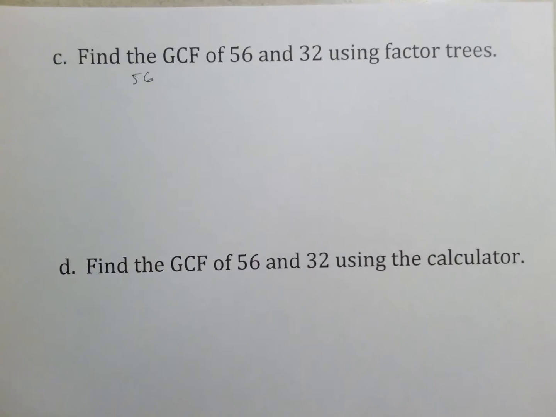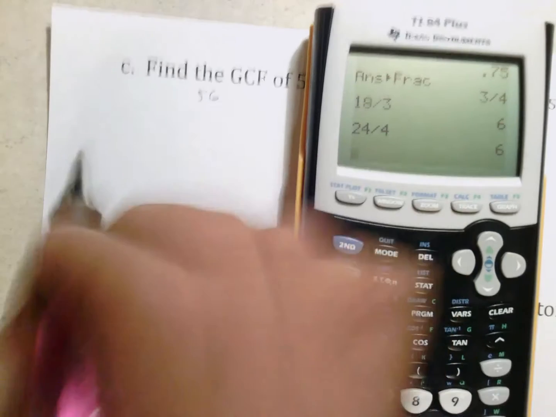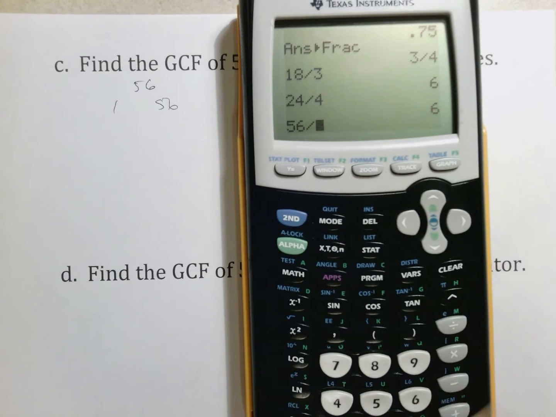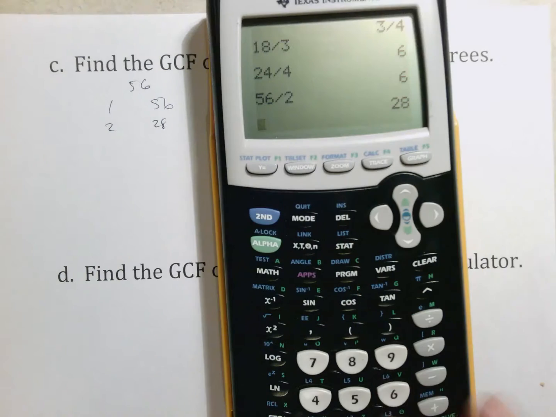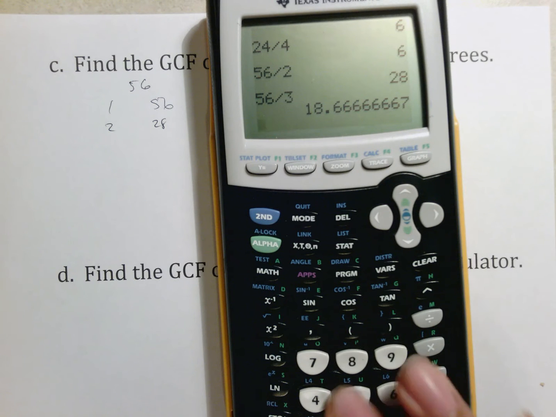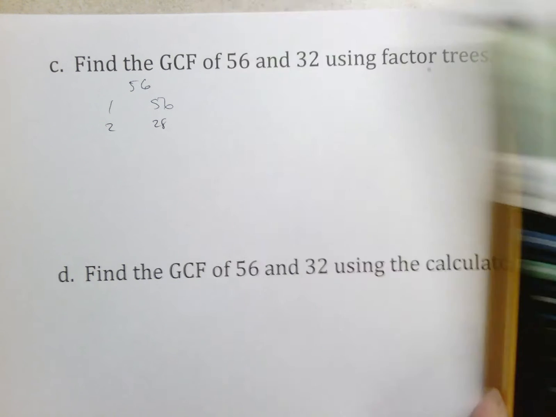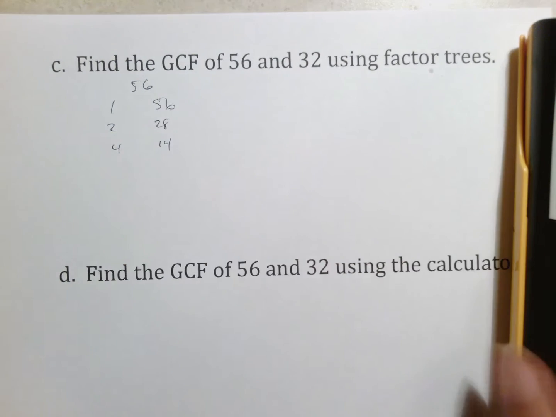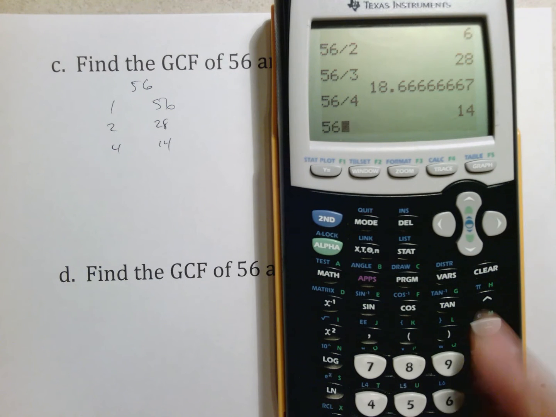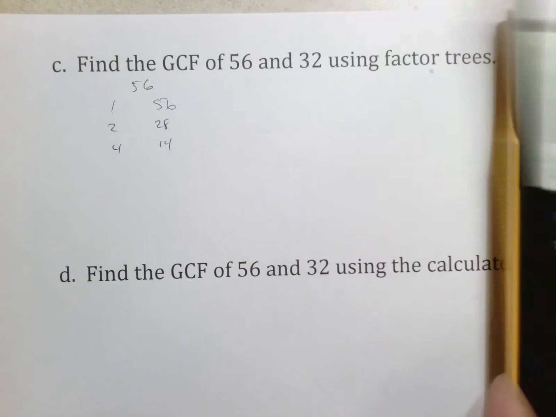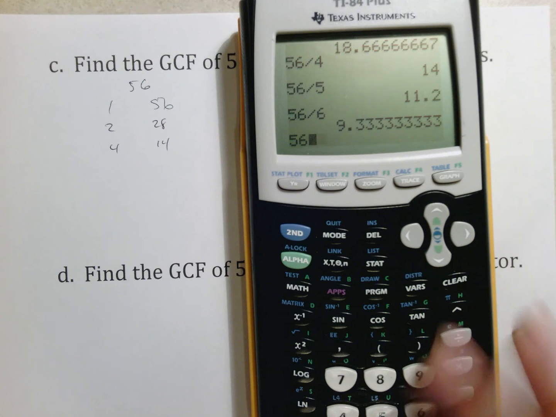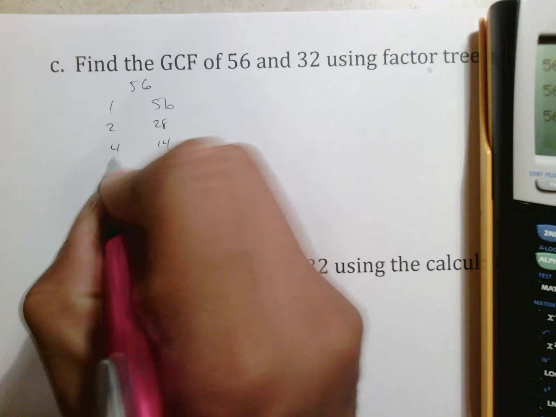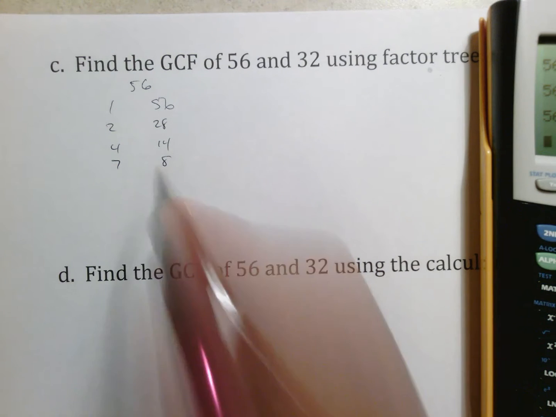Again, 56 over here. 1 and 56 is a given. 56 divided by 2 is 28. I don't think 3 goes in, but again, it doesn't hurt to check. 56 divided by 4 is 14. 56 divided by 5 is 11. Nope. So 56 divided by 6. Nope. Divided by 7 is 8. And notice that my next number is 8, so I can stop there.